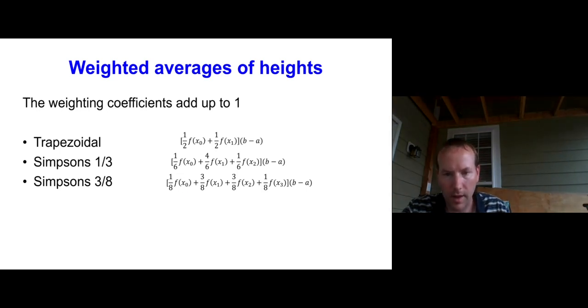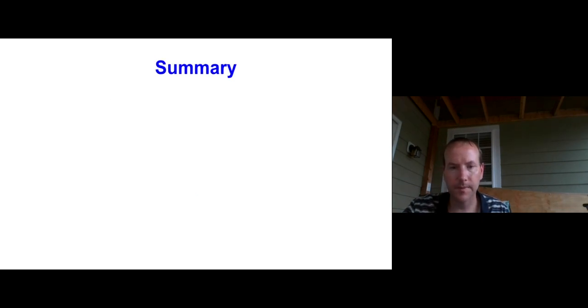Finally, it's helpful to notice, if you want to remember these, that all of the weighting coefficients are just the original data points weighted by different amounts, and you'll notice that the weighting coefficients all add up to 1. So that can be helpful in remembering these terms.